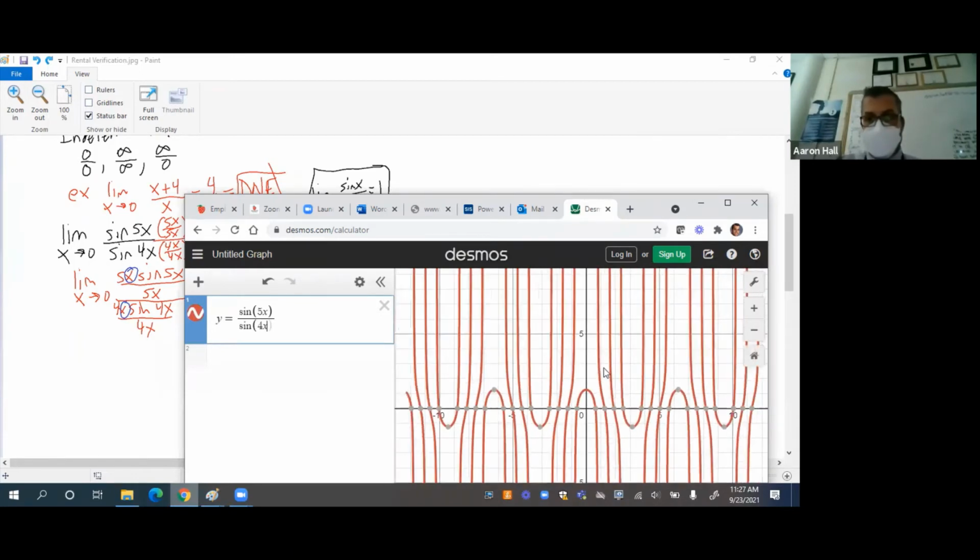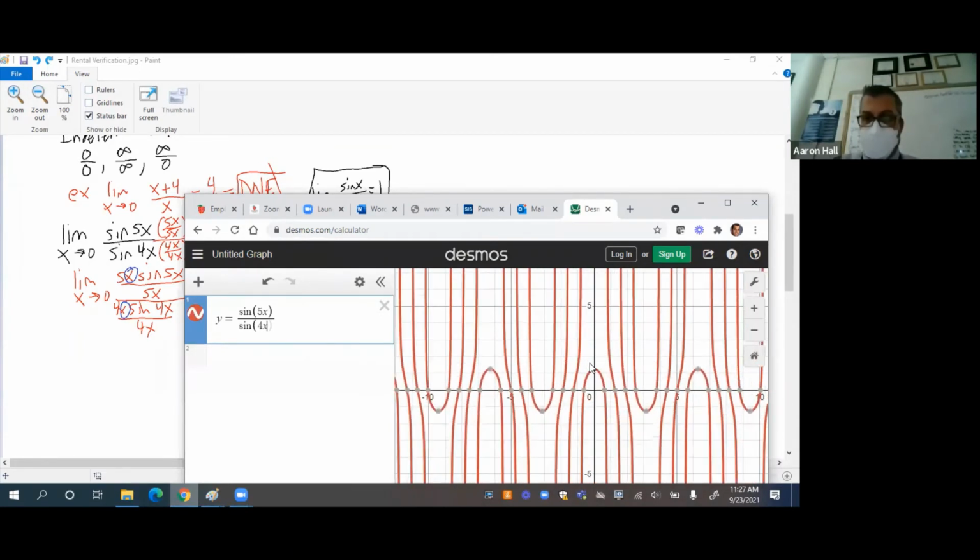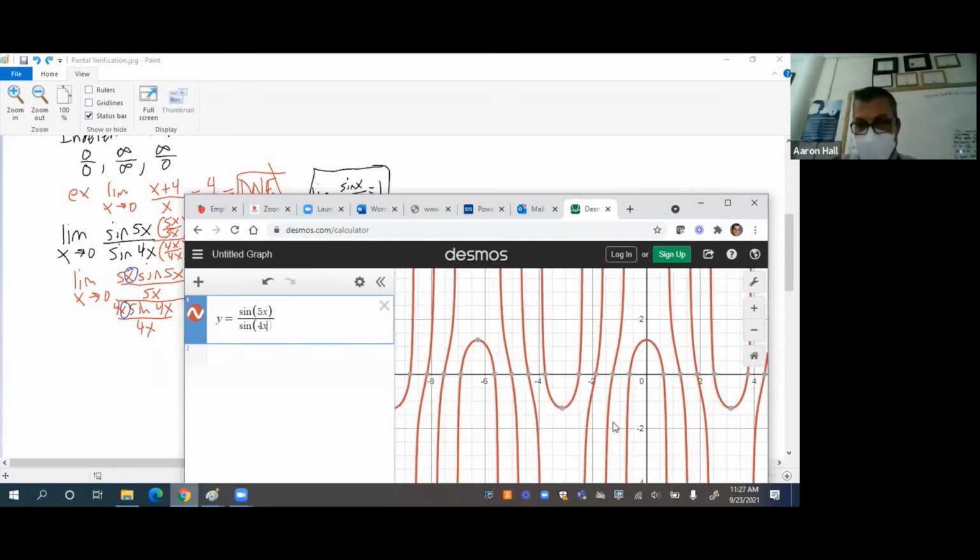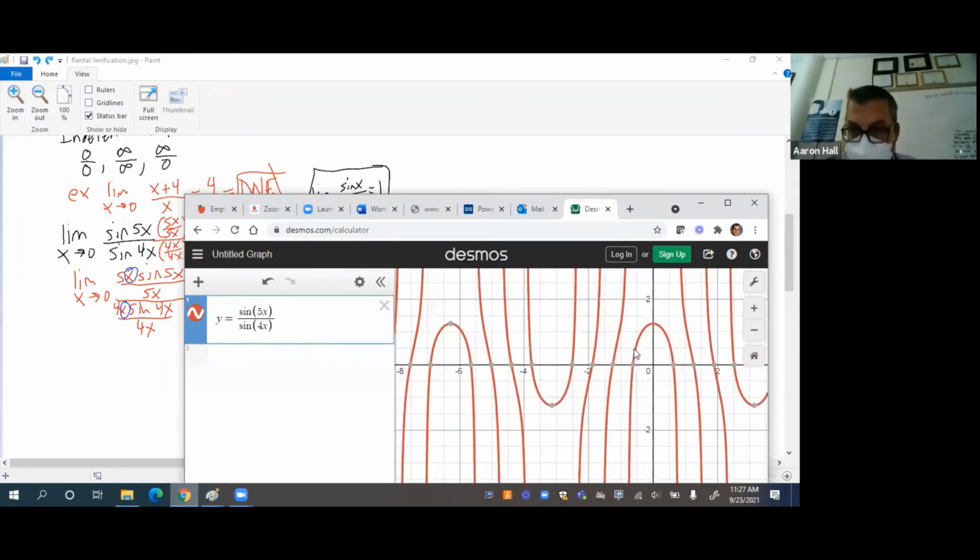So what are we approaching? x equals what? Oh, 0. So I'm approaching x equals 0. And we have a hole in our graph right there. But nevertheless, when x approaches 0, y approaches 5/4, which is 1 1/4.